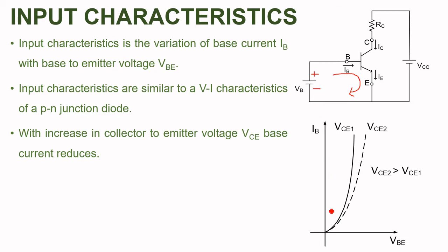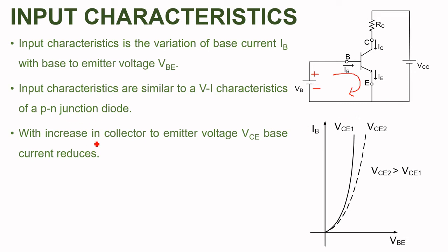Hence, we can see over here that the characteristics of the transistor, that is input characteristics, are similar to that of the PN junction diode. Up to a particular voltage, the diode will not conduct, or it will conduct a very small amount of current, and afterwards the voltage will remain almost constant and current will go on increasing. So these are the characteristics of PN junction diodes, and similar characteristics are given by the base to emitter junction.